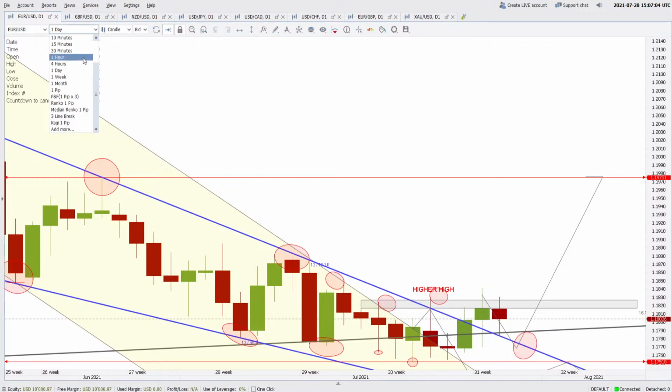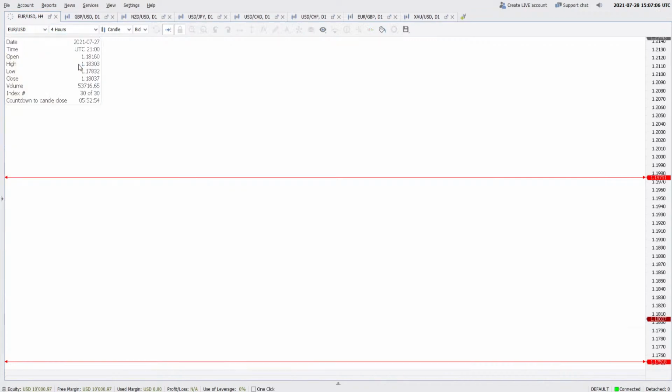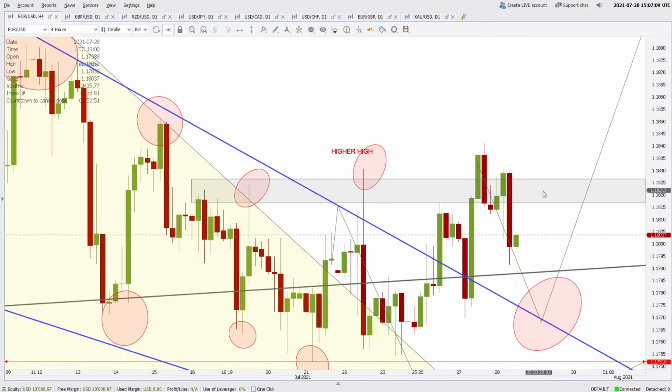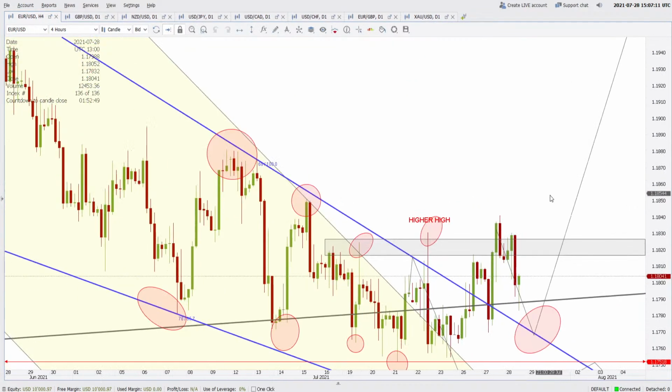It is not that visible on the 1 day chart, but on the 4 hourly it will be easier for us to spot. You see, it came out of it and then eventually came back to this region to test it as a support, and now it is giving us a bullish pin bar. It still has 1 hour and 52 minutes to close on the 4 hourly.